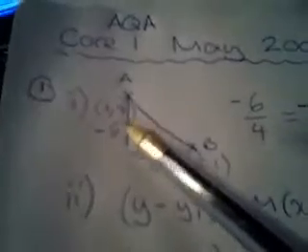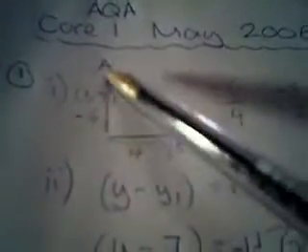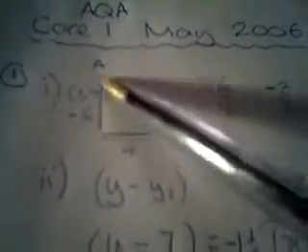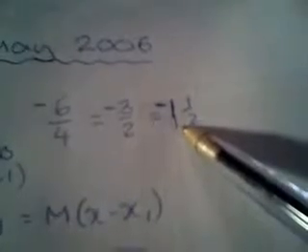So, as you can see, the gap is 6. I put minus 6 here because this is a negative gradient, and that's the gap in the y. The gap in the x is from 1 to 5, it's a gap of 4, which gives you a gradient of minus 6 divided by 4, which is minus 3 over 2, which is minus 1.5.